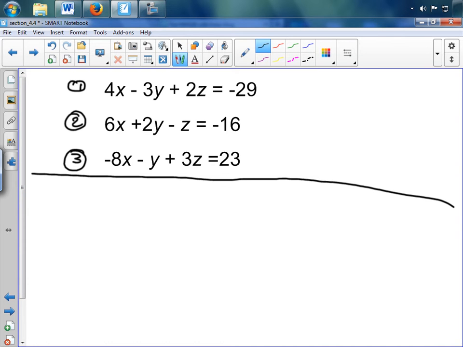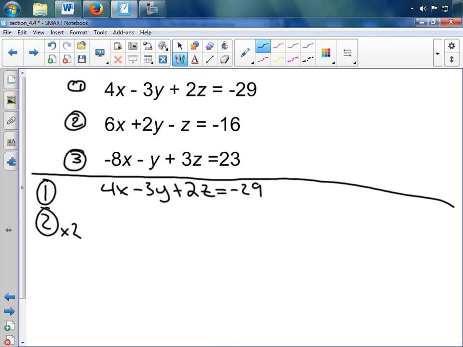Oh, so my Z's, I'm going to take number 1. I'm going to leave that the same. I'm going to take number 2, but what do I have to do to number 2? I'm going to multiply by 2. So here we go. Number 1 is 4x minus 3y plus 2z equals negative 29. Now I'm going to take number 2 and times it by 2. So I get 12x plus 4y minus 2z equals negative 32.